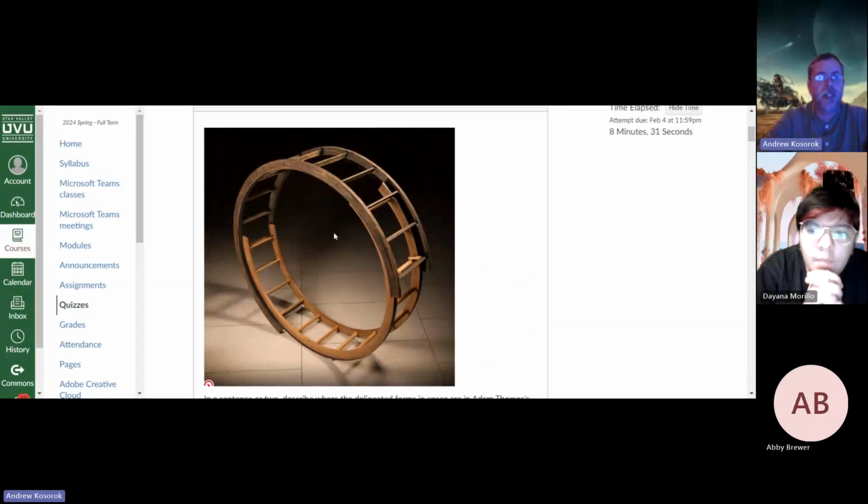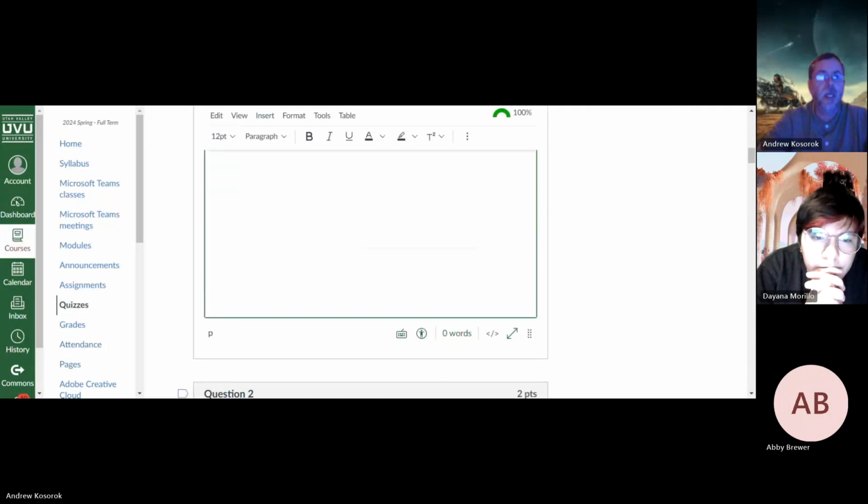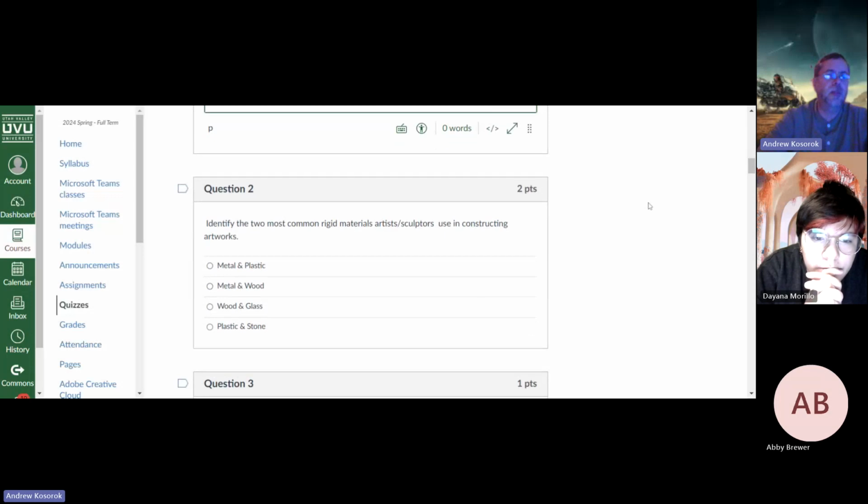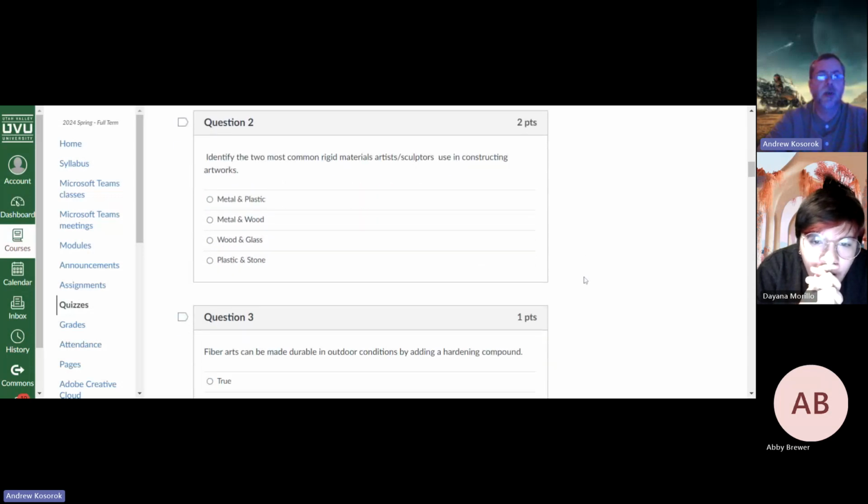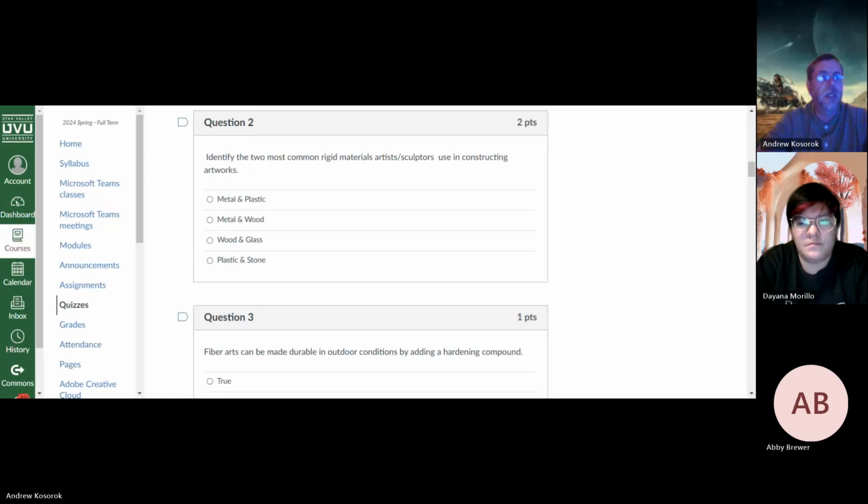So the first one is just asking you to describe where the delineated forms are. And as we go down, the next one is identify the two most common rigid materials artists or sculptors use in constructing artworks. People that have taken this quiz sometimes get confused about this. What we're asking for is not just common, but also most historical. So if we look at these lists, there's 4 different materials here.